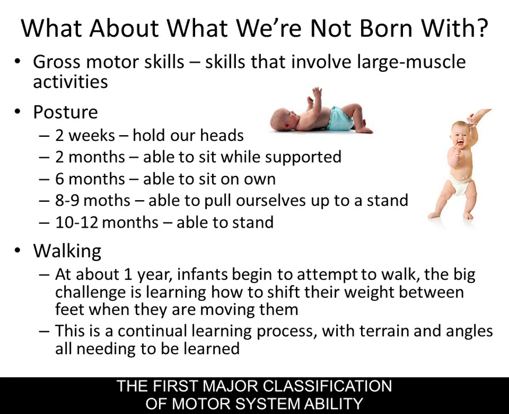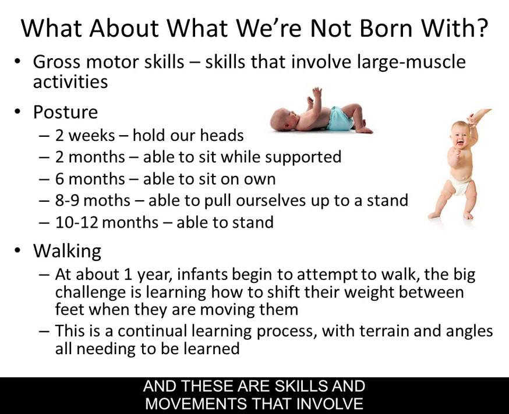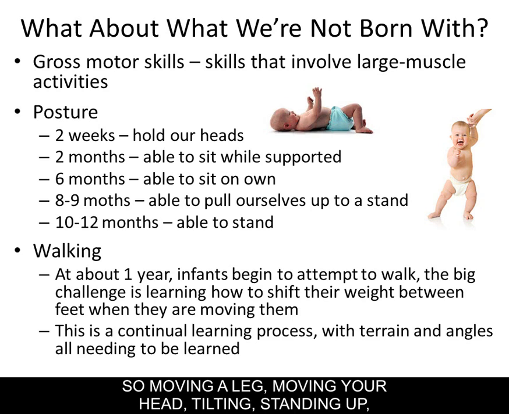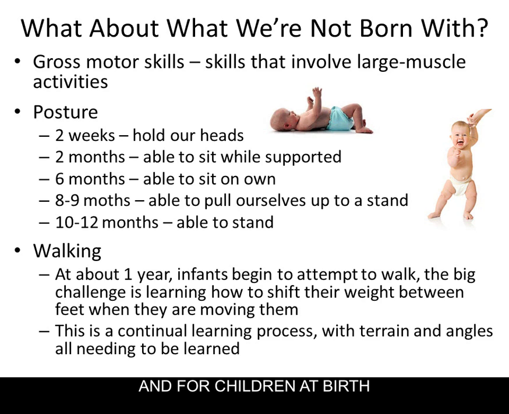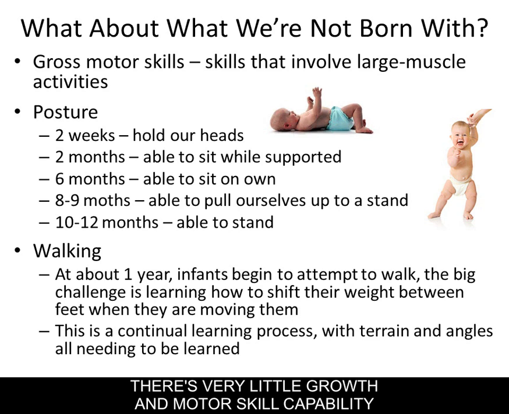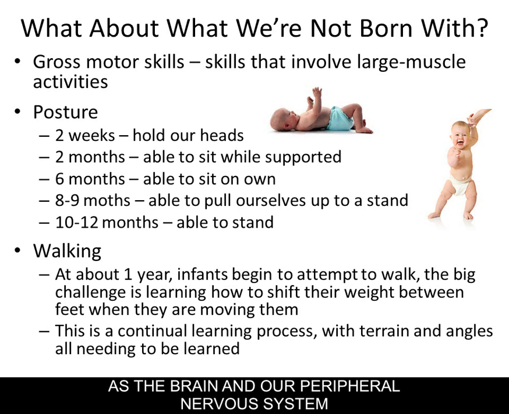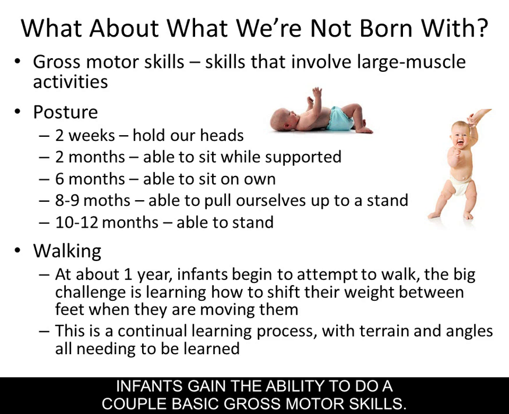The first major classification of motor system ability is something called gross motor skills. And these are skills and movements that involve very large muscle activity. So moving a leg, moving your head, tilting, standing up, all of these are examples of gross motor skills. And for children, at birth, in very, very early stages of infancy, there's very little gross motor skill capability. But as the neurons in the nervous system start to connect, as the brain and our peripheral nervous systems start to communicate with each other, infants gain the ability to do a couple basic gross motor skills.